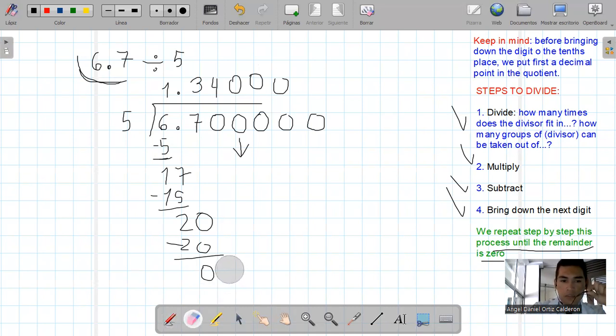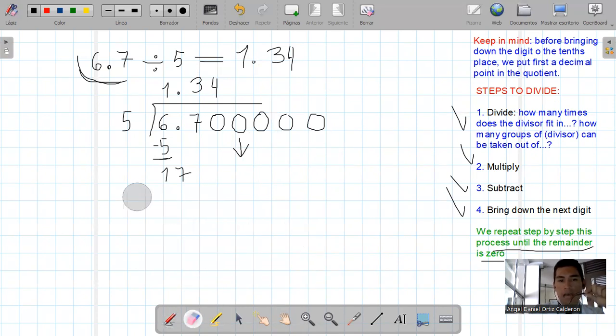So since the remainder is the number 0, we know that the division is over, right? Well, guys, what is the result? What is the answer here? It is 1.34, right? Well, let's try another example.